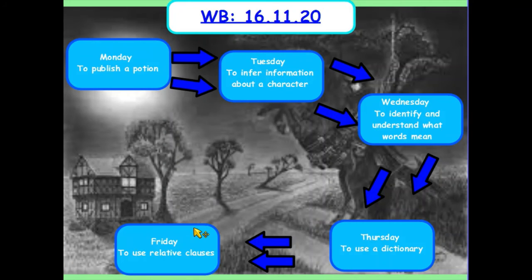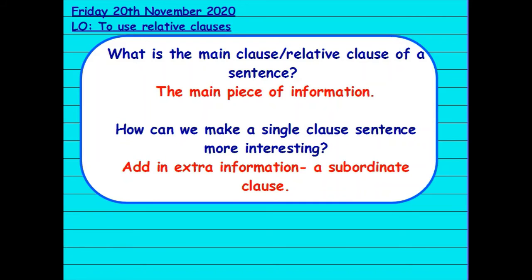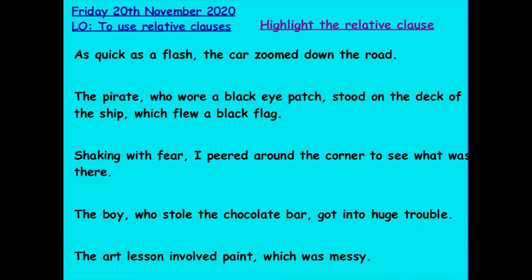And our last lesson for this week is to use relative clauses. So what is the main clause and relative clause of a sentence? So it is the main piece of information. And what we can do to a single clause sentence to make it more interesting is we can add in extra information, a subordinate clause, and this is what you're going to be practicing today.